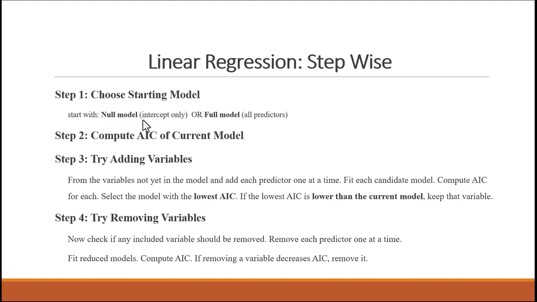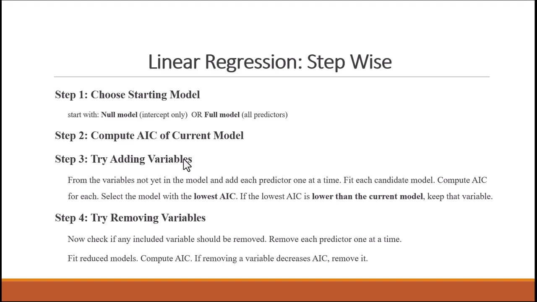Just learn it. Compute the AIC of the current model and try to add variables. Add each predictor one at a time and fit each candidate model, compute AIC for each, and select the model with the lowest AIC. If the lowest AIC is lower than the current model's, keep that variable.